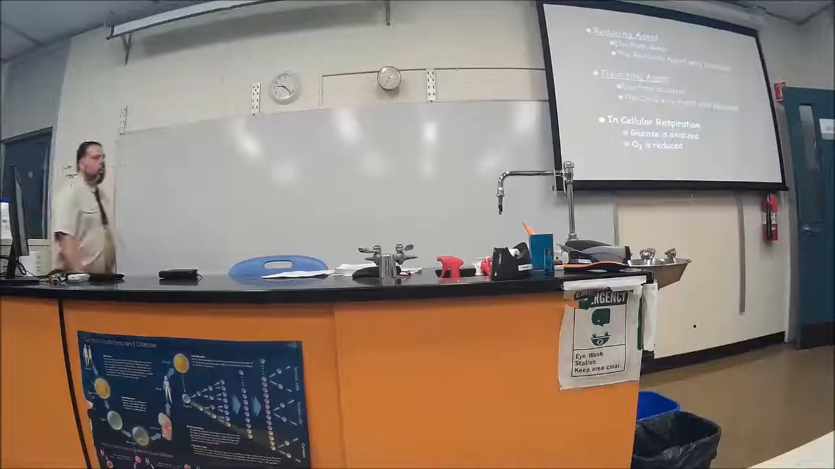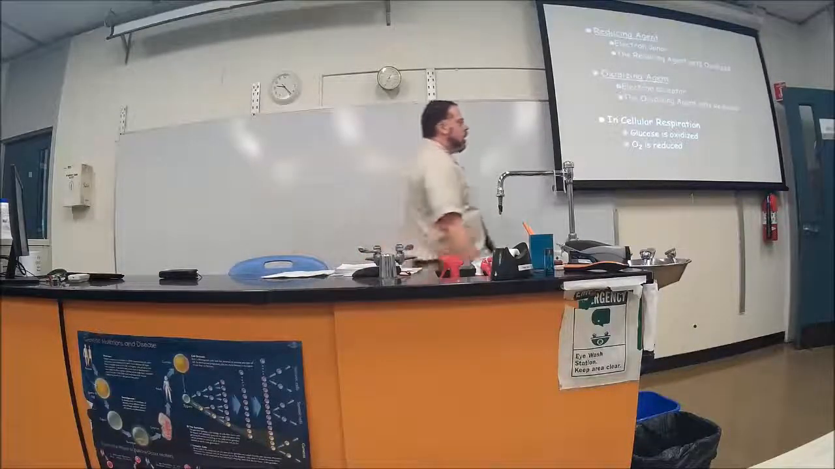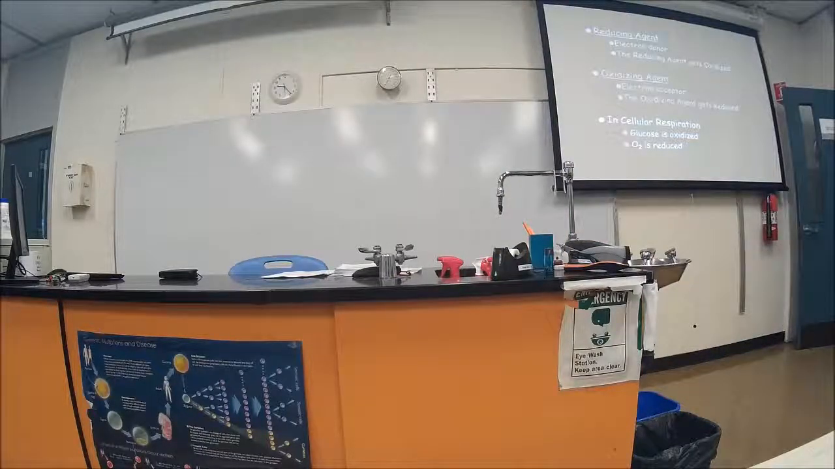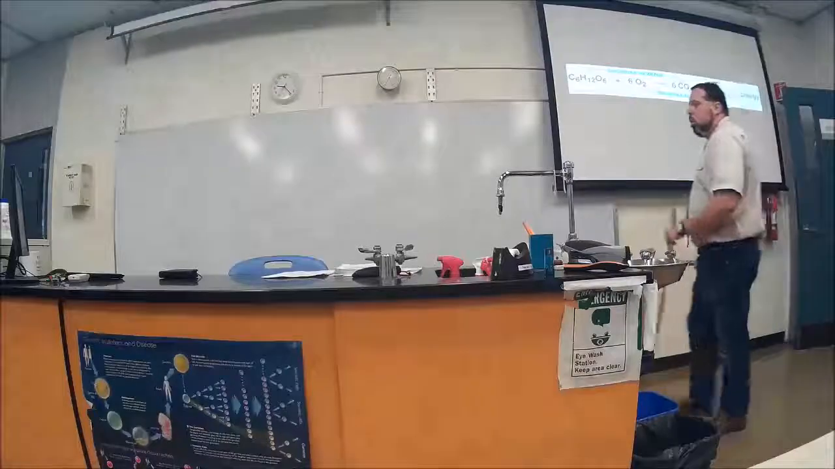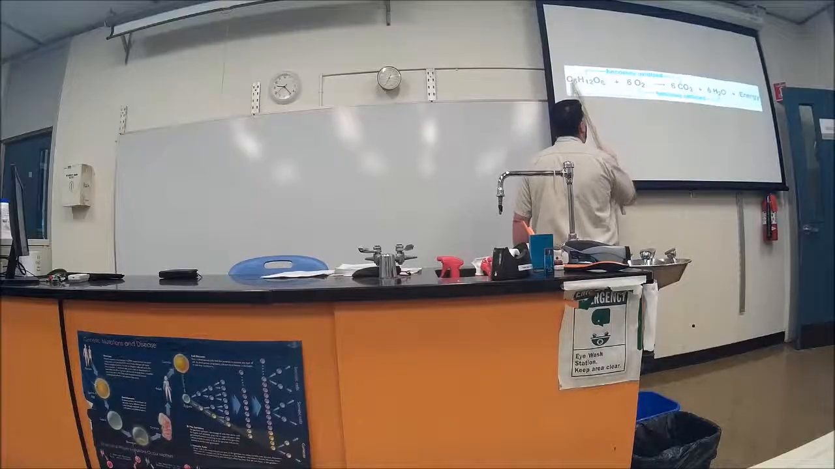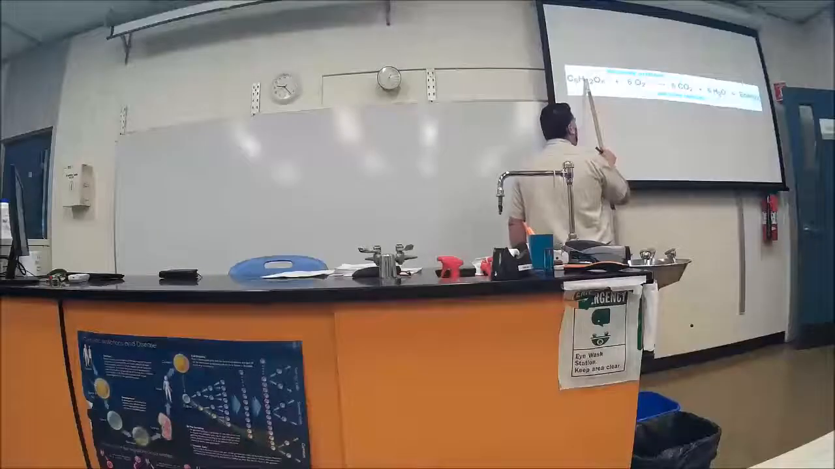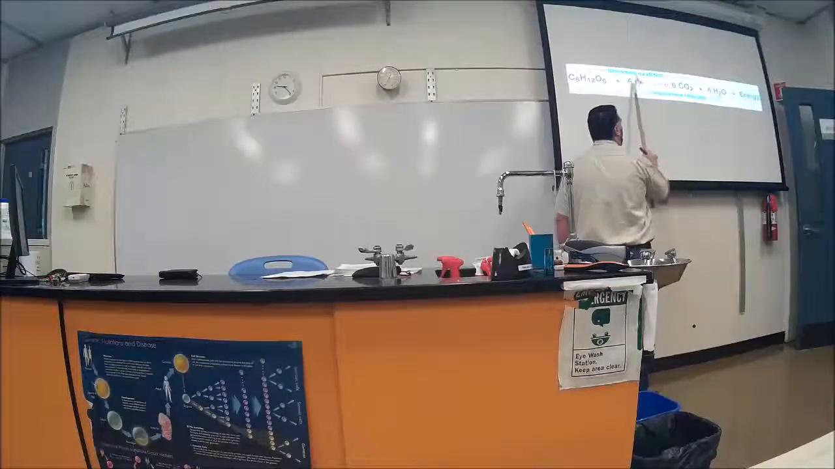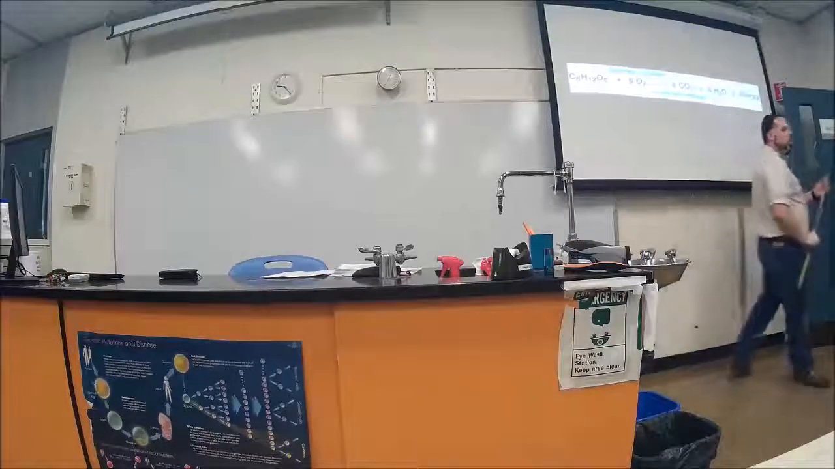So in cellular respiration, glucose gets oxidized, but oxygen gets reduced, to give you an idea of what we're going to be dealing with. So here's glucose. Here's oxygen. Glucose becomes oxidized into carbon dioxide. O2 gets reduced to water. We get energy.